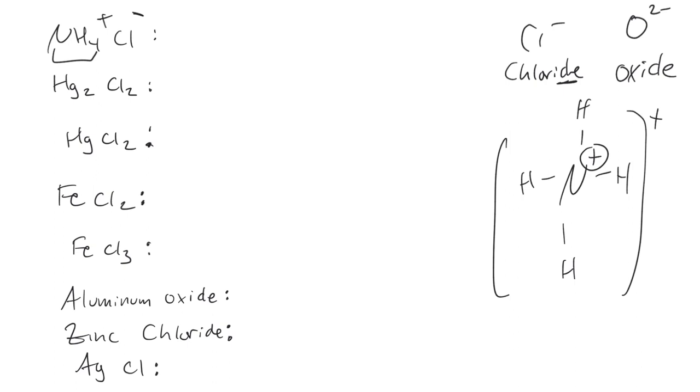Chlorine, being in the halogen group, goes to Cl-. So we have F- fluoride, but we'll pick up some of those anion nomenclature systems in a few moments. But to name NH4Cl, we're just picking up the name of the cation as ammonium, and then chloride.